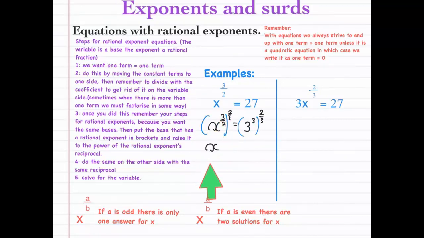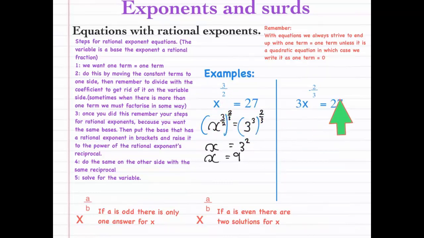This will give me x to the power of 1, and this will equal 2. And if we take 3 times 2 over 3, it will just give me a 2. So we have 3 to the power of 2, and x equals 9. Okay, so when x equals 9, 9 to the power of 3 over 2 will equal 27.